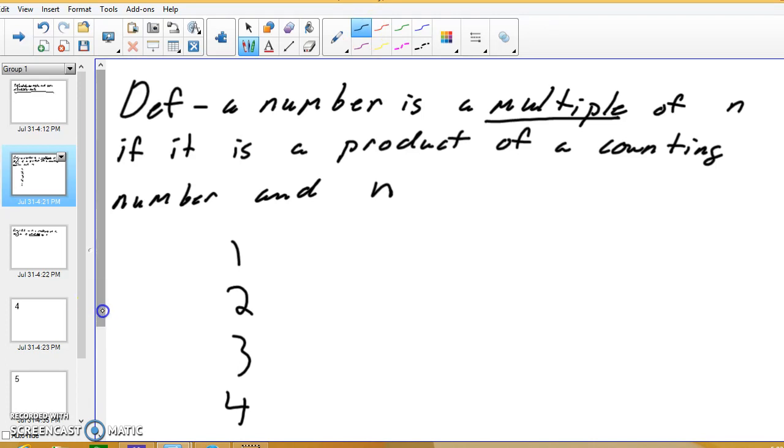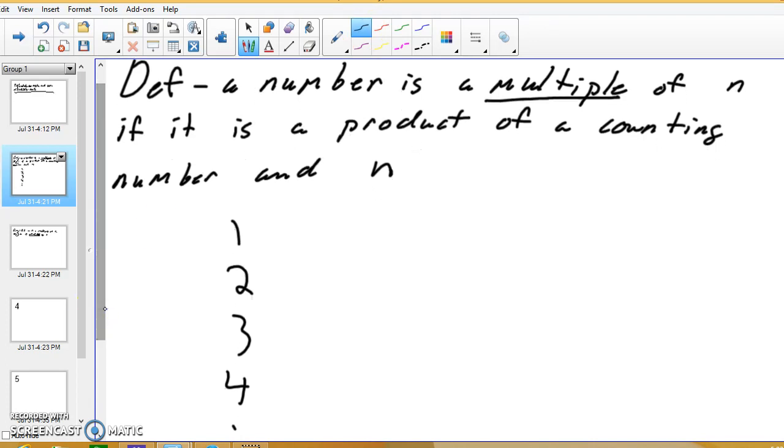So let's say we choose a number n, say our n is 2. And we know that the product is when we multiply two numbers, so let's multiply our number n and our counting number. Well, what is that? 2 times 1 is equal to 2. So by this definition, 2 is a multiple of the number 2 because it is the product of that number 2 and a counting number.